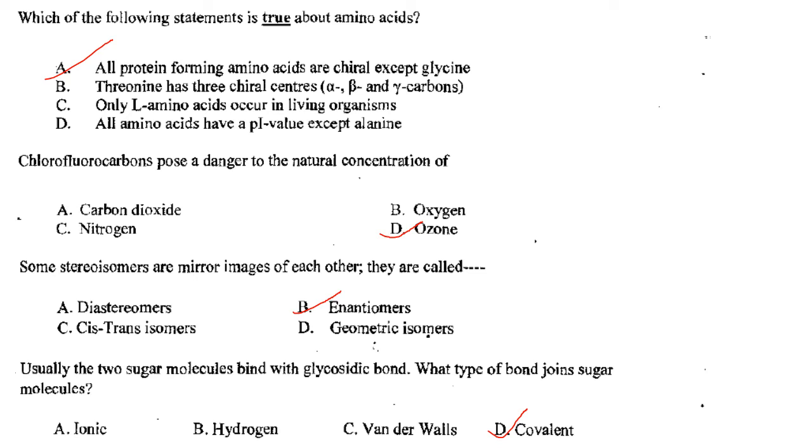Usually two sugar molecules bind with a glycosidic bond. What type of bonds join sugar molecules? So it is covalent. Answer is option D.